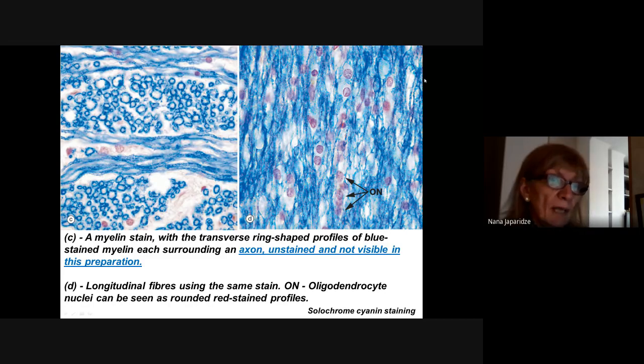So this is a special type of staining, which is called solochrome cyanin staining, via which we are able to stain the myelin, and also the profiles of oligodendroglial cells are clearly visible.